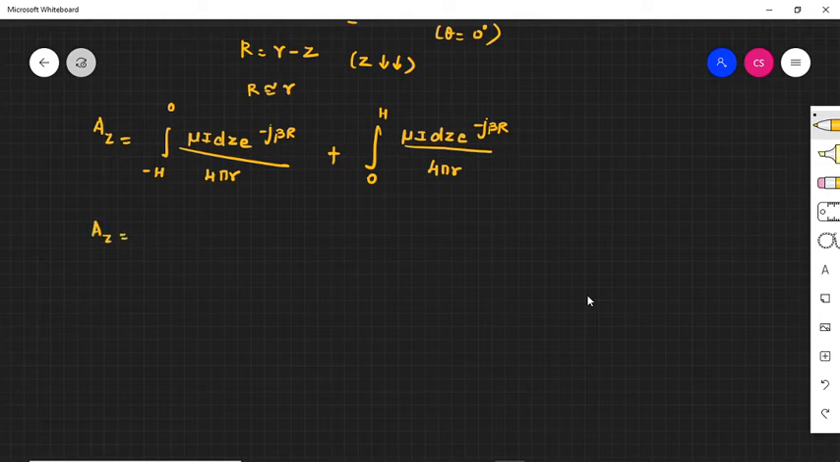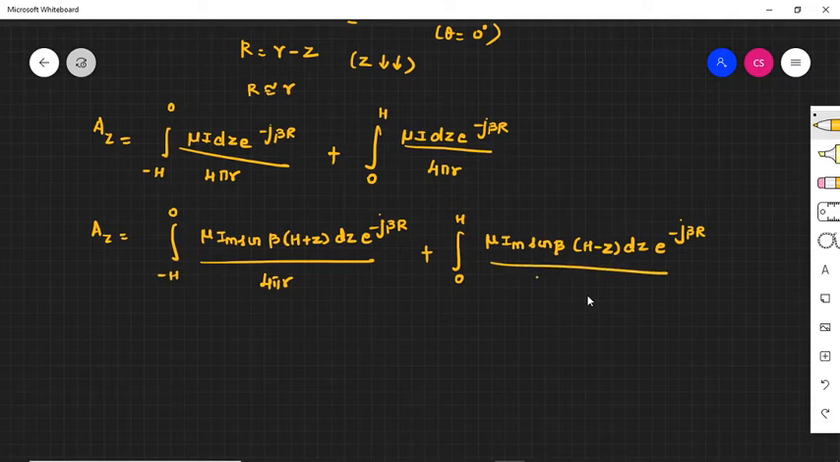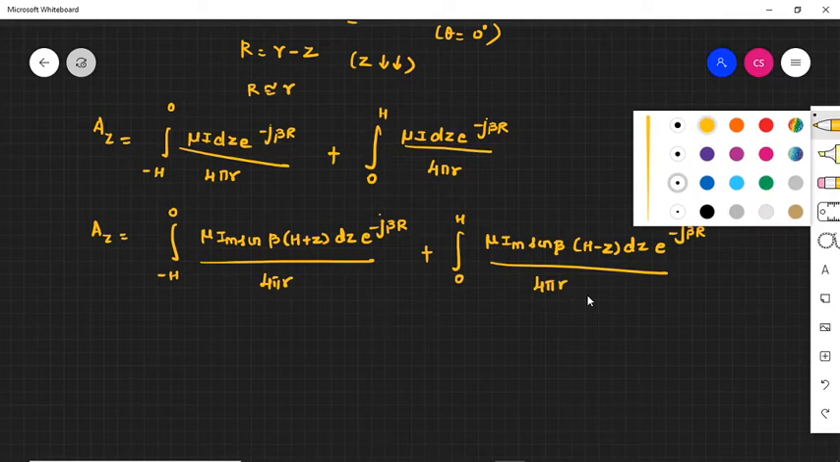So I am going to write Az is equal to integration from minus h to 0 of mu Im sine beta h plus z into dz into e power minus j beta r divided by 4 pi r plus integration of 0 to h of mu Im sine beta of h minus z dz into e power minus j beta r divided by 4 pi r. So we can simplify these terms.